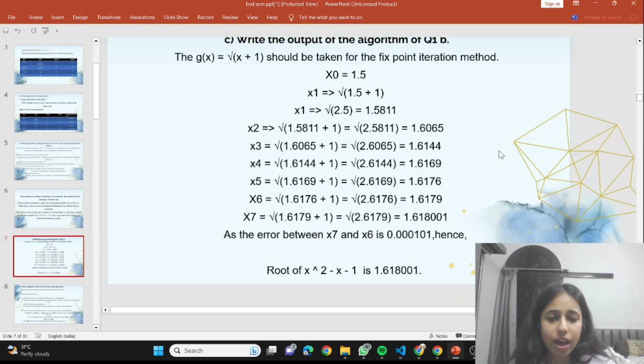And hence we'll calculate the value of x3, x4, x5, x6 and x7. And as we can see, the error between x7 and x6 is 0.000101. Hence root of x square minus x minus 1 is 1.618001.